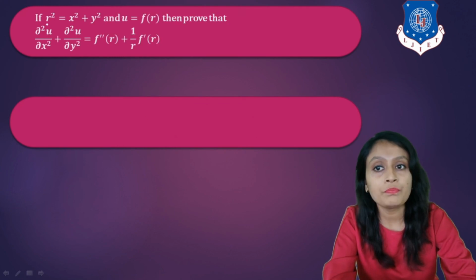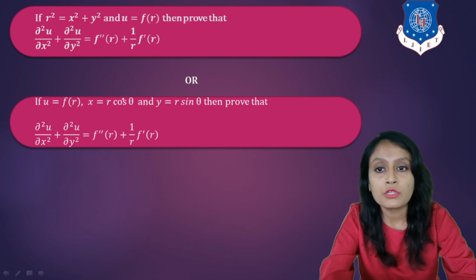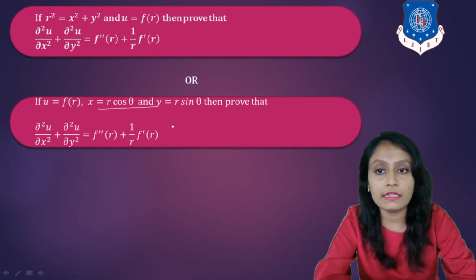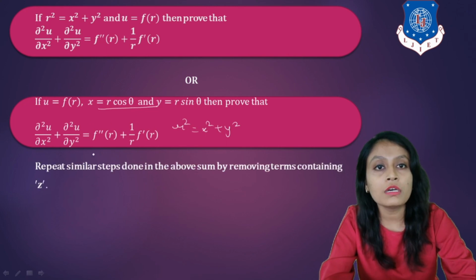Next example is, if r² is equal to x² plus y², here you can see r is a function of two variables and u equals f(r). Then prove that ∂²u/∂x² plus ∂²u/∂y² is equal to f''(r) plus f'(r)/r. Or the question can be asked as, if u is a function of r and x is equal to r cos θ and y is equal to r sin θ. From these two equations we can write that r² is equal to x² plus y². So we will get this similar question, right? And we have to prove the same thing.